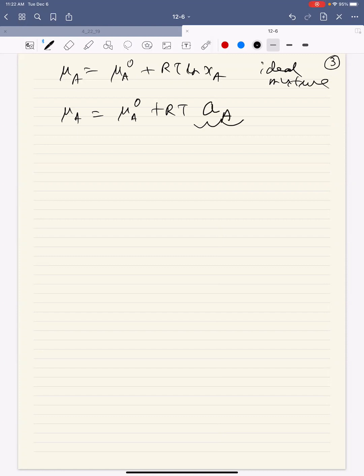And this activity is super confusing, often because you talk about it very early on in chemistry, and then it becomes like, what is this? But it's really nothing. It's just like fugacity. Just because you want to follow that expression that looks like log X, you keep this log A expression. That's the whole idea. So A is the activity.